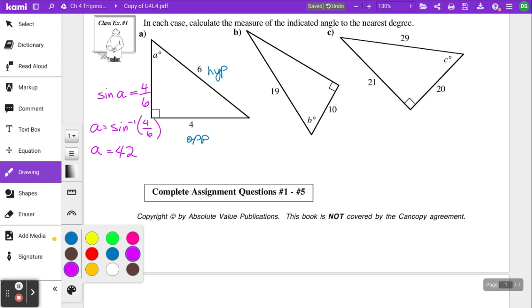What do you have? What do you want? What do you need? How are you going to get there, right? So you look at this little angle.